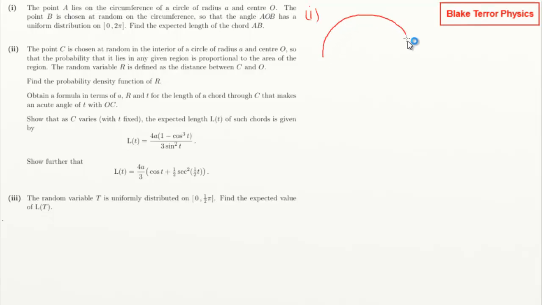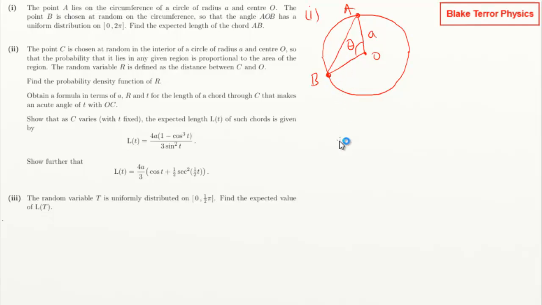So let's get a bit of a sketch. We've got a circle, centre O, and a point on the circumference A, at radius A, and another point B which is moving around the circumference and making an angle AOB, which is going from 0 to 2 pi. So we're moving B all the way round from A around the circumference back to where it starts again, and we have to get the expected length of the chord AB.